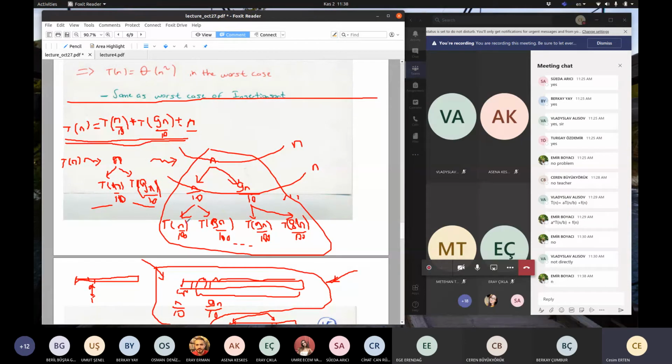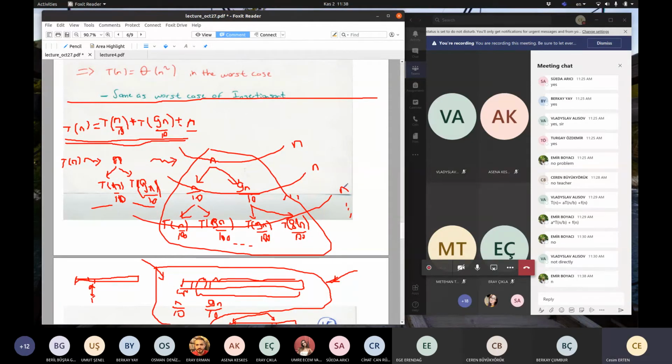Now, you should be able to see that if we further expand these T terms at the third level, the sum of the terms will again be n, because in here we will be left with n divided by 100, 9n divided by 100, 9n divided by 100, 81n divided by 100. So the sum of the terms in here will also be n, which means that we can guess that the sum of every level in our recursion tree will be n.